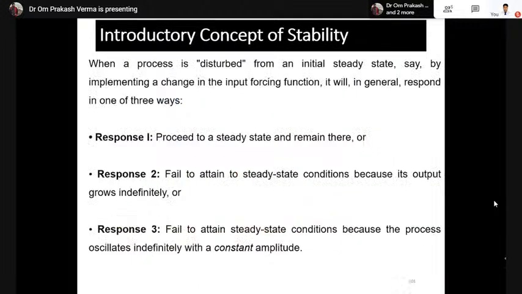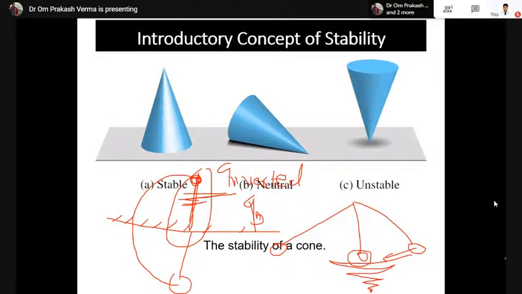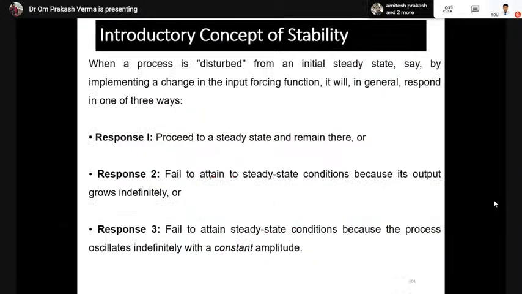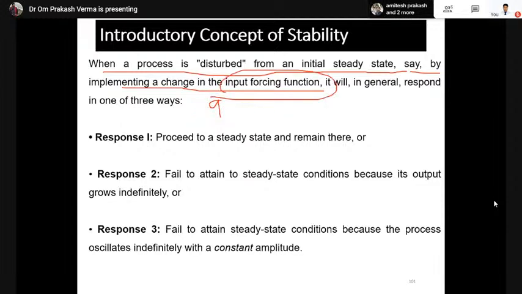Okay, so now what I think we should understand is the meaning of stability in terms of this picture. Now come to the theoretical part. What is the meaning of stability? When a process is disturbed from its initial state, say by implementing a change in the input forcing function, let's say when you supply 1 upon s, or the impulse function or the step function or any value or sinusoidal function, generally it responds in three ways.